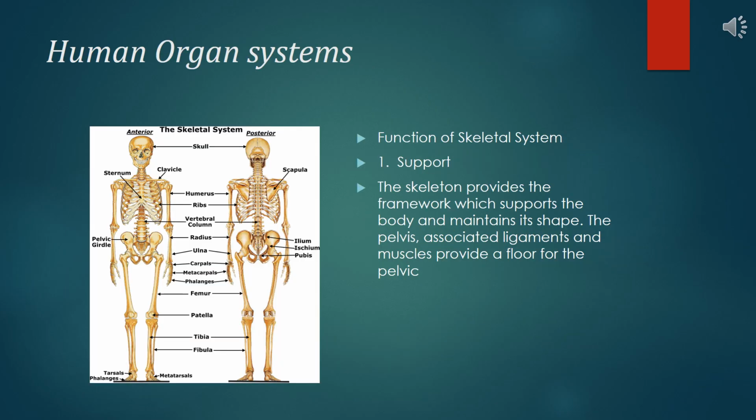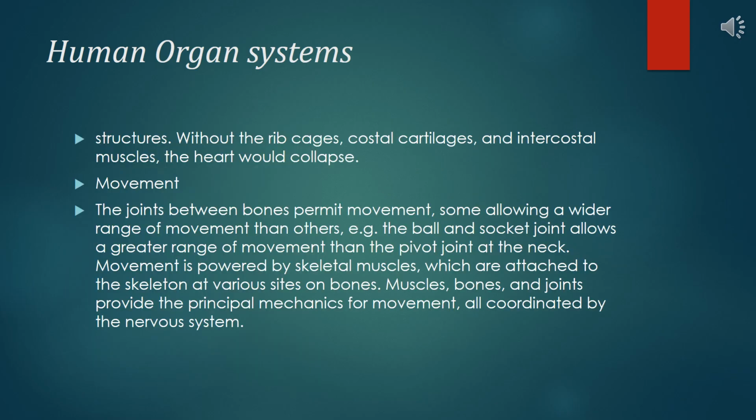Function of skeletal system. 1. Support. The skeleton provides the framework which supports the body and maintains its shape. The pelvis, associated ligaments and muscles provide a floor for the pelvic structures. Without the rib cages, costal cartilages, and intercostal muscles, the heart would collapse.